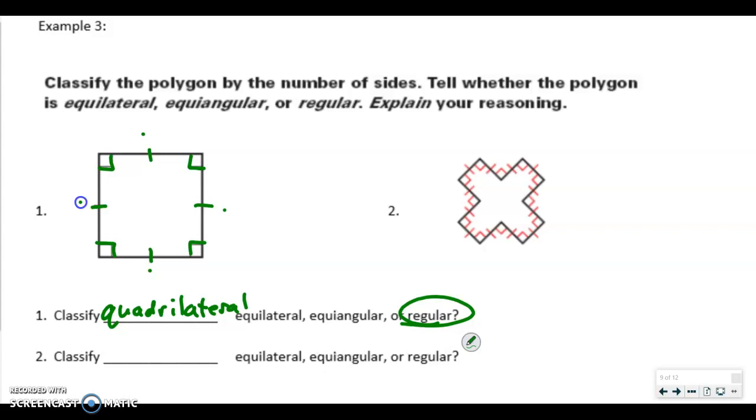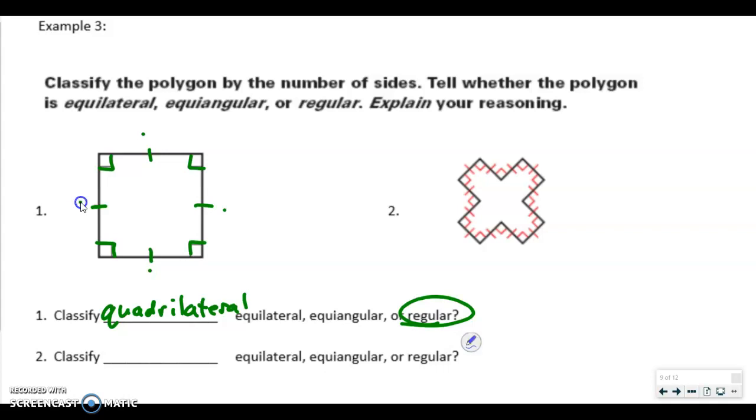It is a square, actually. So even though it's stretched out on this screen a little bit, it makes it look like a rectangle, our marks show us that it's actually a square. So it's a regular polygon.